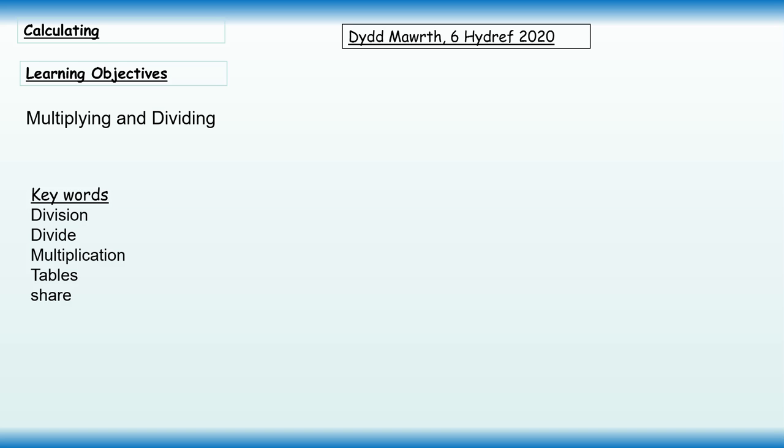Right then, so multiplying and dividing. In your yellow books, please, copy off the board. Hit pause when you're ready. Write starter down. We've got a few starter questions to get through. Good.